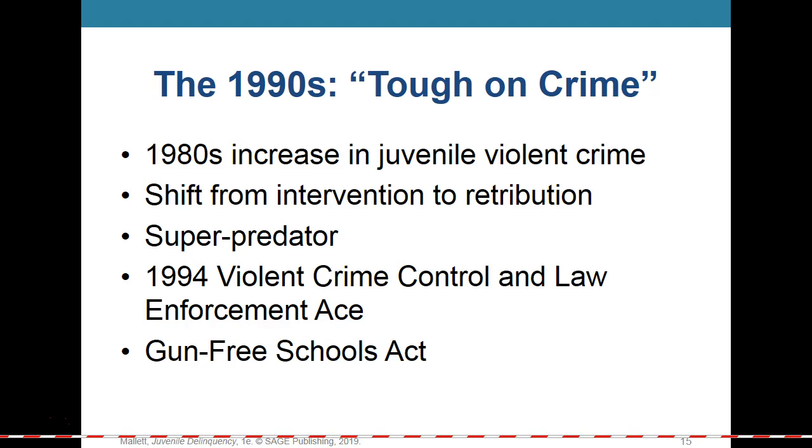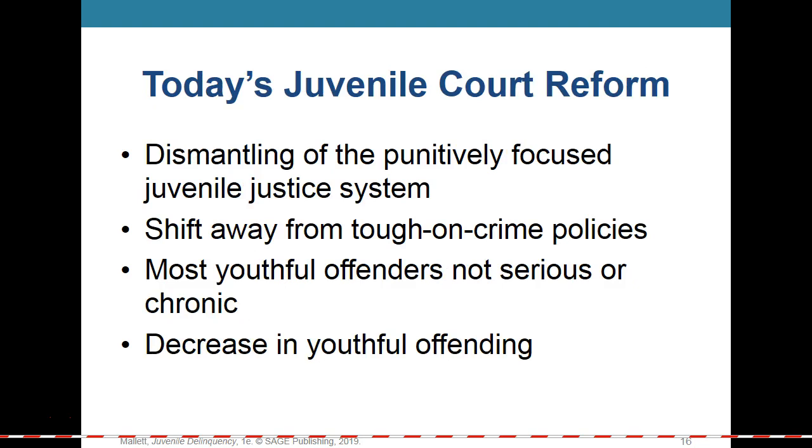1994 saw the Violent Crime Control and Law Enforcement Act, where a number of consequences for youthful offenders were increased. We also saw the Gun-Free Schools Act. And today, our juvenile court reform is punitively focused. Our punitively focused juvenile justice system began to dismantle really towards the end of the 90s.